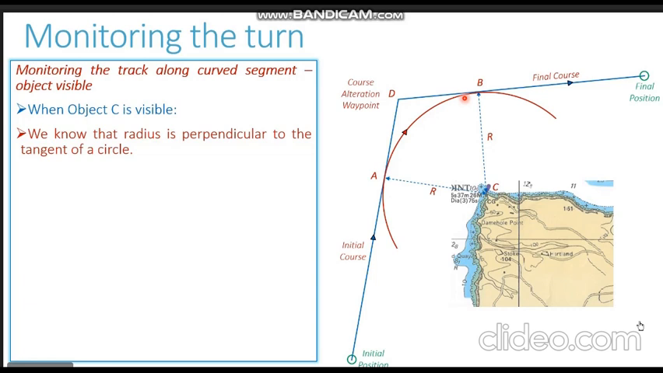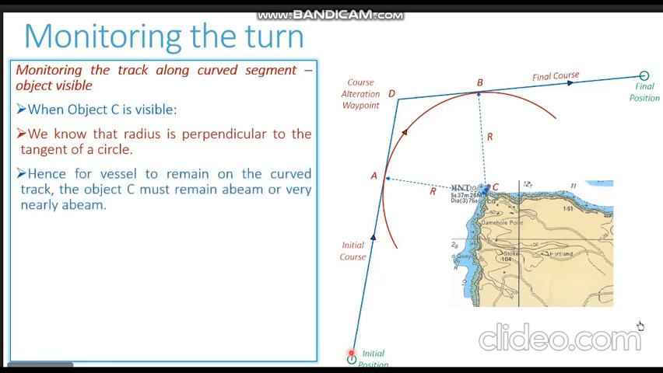Let us understand this from the diagram. When the ship is proceeding on its initial position, the vessel reaches point A. You can see the vessel being shown at point Alpha. Now, when the vessel is at point A, this lighthouse will be exactly abeam of the ship.